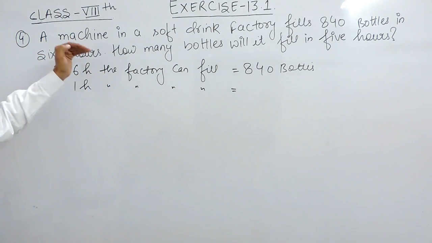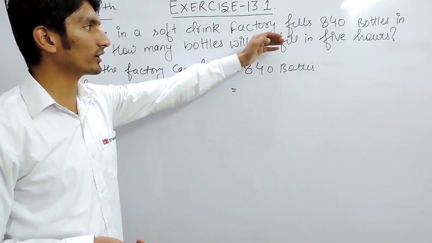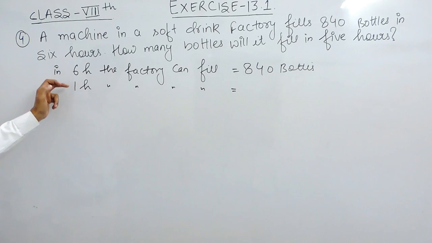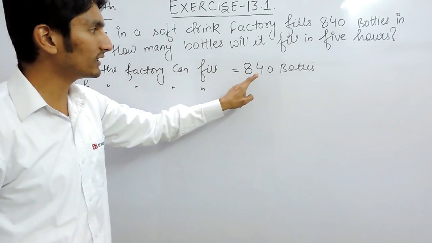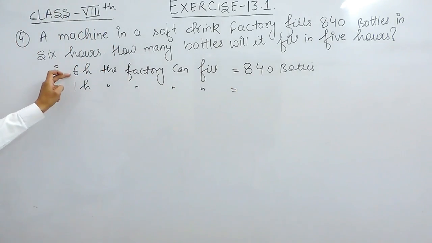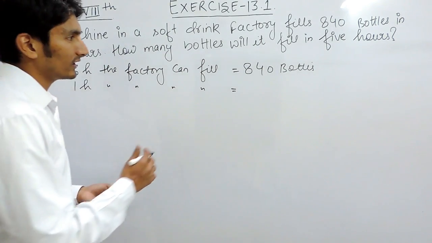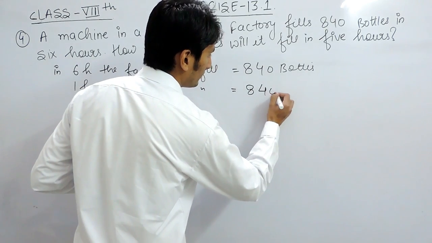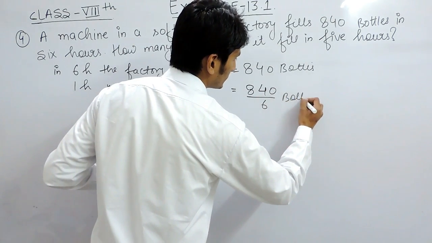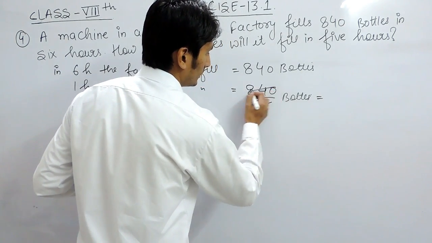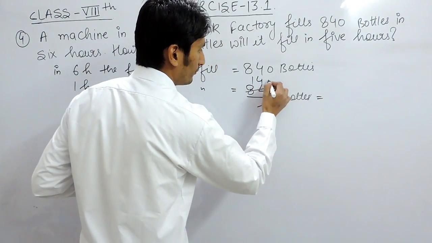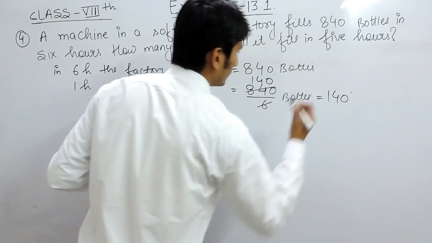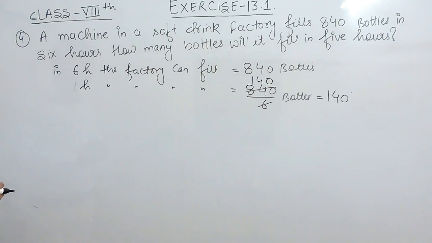If the time is increased, clearly the number of bottles will also increase, and if the time is decreased, meaning if the factory works for 1 hour instead of 6, the number of bottles will also decrease. Because 6 is becoming 1, you have to divide 6 by 6. So clearly on the right hand side you must also divide 840 by 6. This equals 140, so in 1 hour the factory fills 140 bottles.